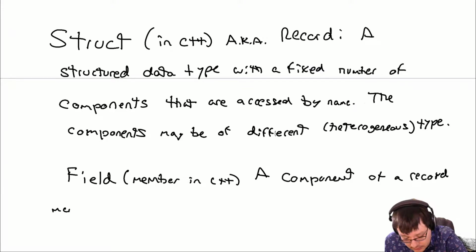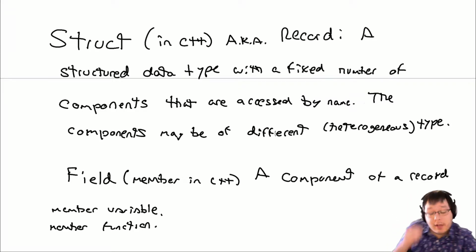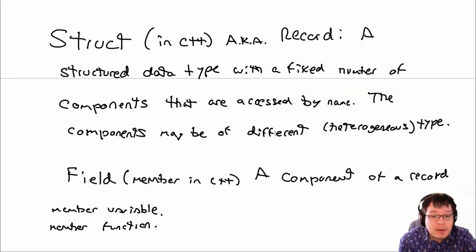Member variable or member function. I personally use those, but the book has the word field, and I have seen the word field used a lot, especially for compiler people. They like that better. Okay, so how do we declare a struct in C++?